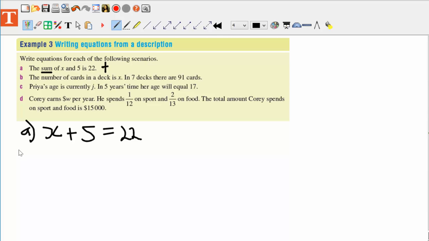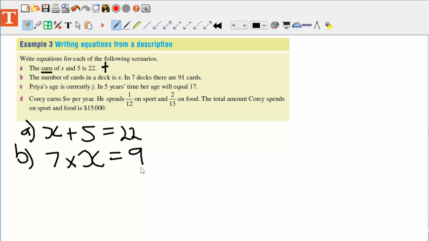All right, really easy. B. The number of cards in a deck is x. In 7 decks there are 91 cards. Okay, so we don't know how many cards are in a deck. So if there are 7 decks, it must be 7 decks multiplied by the number of cards we have, and the number of cards we have in each deck is x, so we don't know what it is. And in total there are 91 cards.